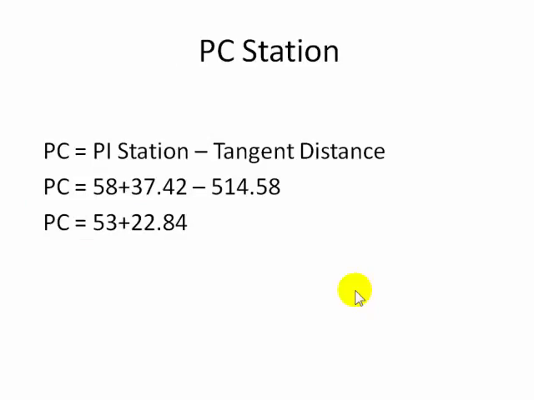The point of curvature station is dependent on the PI station. The PI station minus the tangent distance gives us the station at the PC. Now, this may seem a little confusing at first. Let me explain it this way. The station of any point on the curve is measured along the arc length. However, the exception to that is the PI, which is stationed along the extension of the first tangent that defines the curve.